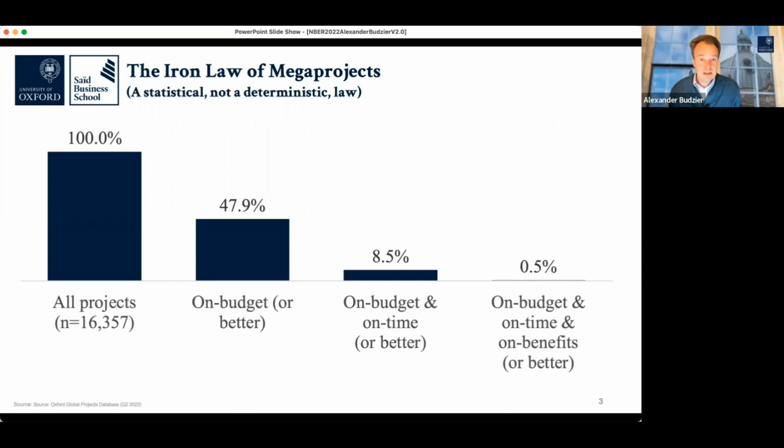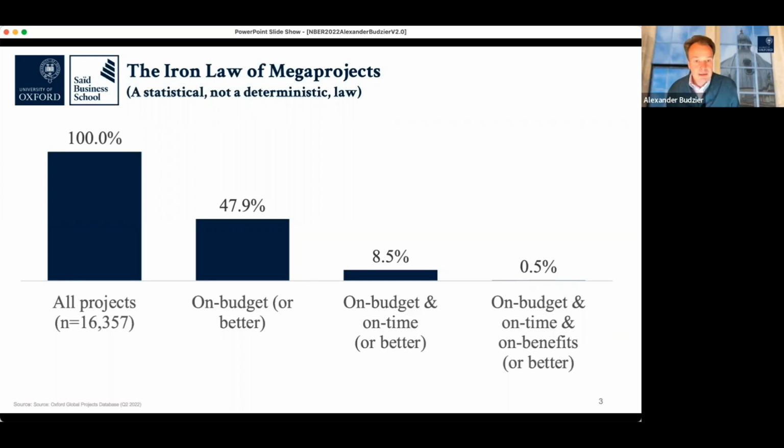We're then also asking the question, how many did not only deliver on budget or better, but also on time or earlier? Then it's about 1 in 12. And when we're asking the question, how many of these projects have also delivered not only on budget or better, on time or better, but also on benefits or better, then we're in the space of 1 in 200.